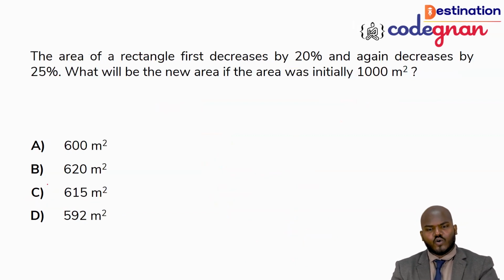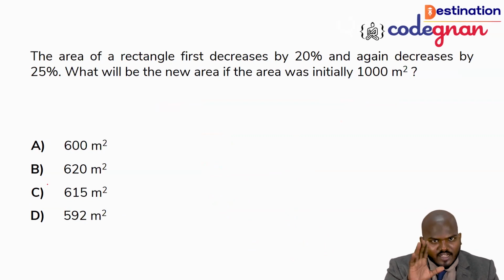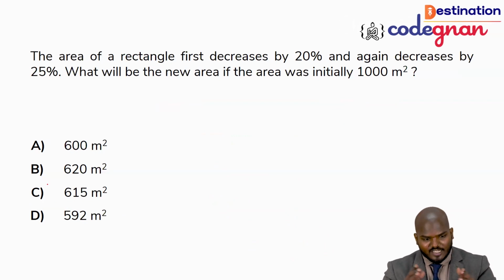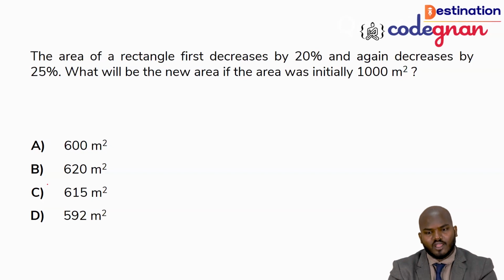Now it's a very important thing. I'll give you some 10 seconds. Just read out the question. What did you understand about the question? Tell me. The area of the rectangle is first decreased by 20%. Again it is decreased by 25%. What will be the new area if the area was initially 1000 meters square?